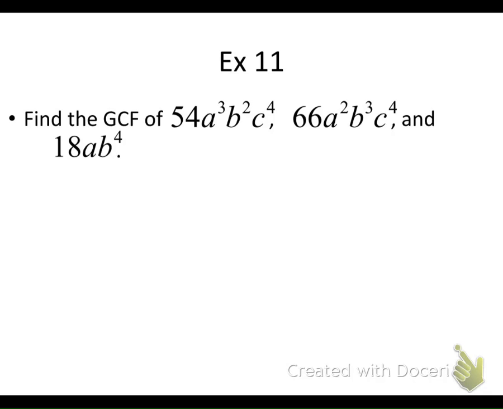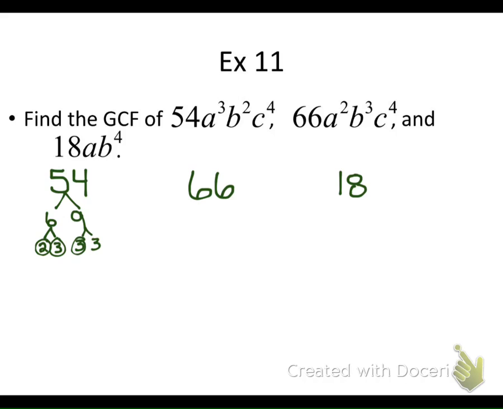I'm going to do the factor tree for each number. So I'm going to do a factor tree for 54, then for 66, and then for 18. What are my factors? What two numbers can I multiply together to get 54? 6 and 9. And what can you multiply together to get 6? 3 and 2. And what about 9? 3 and 3.